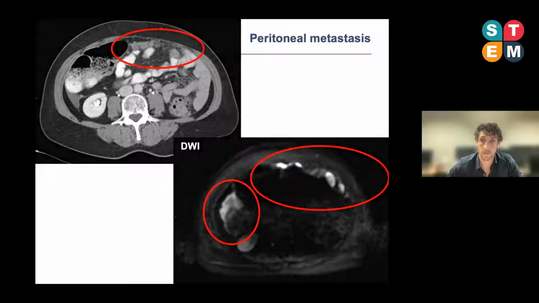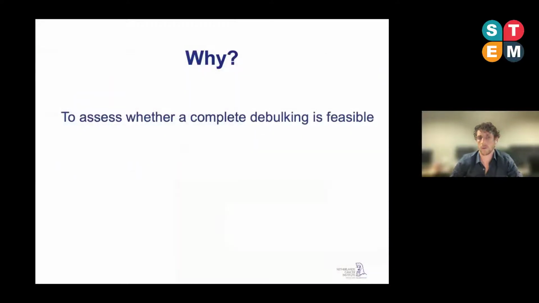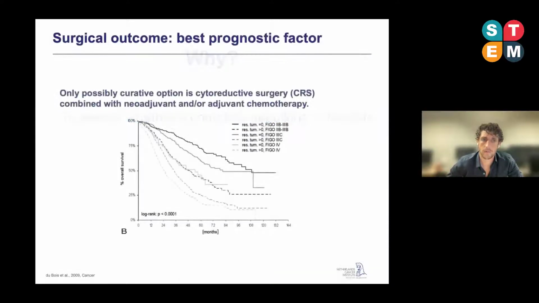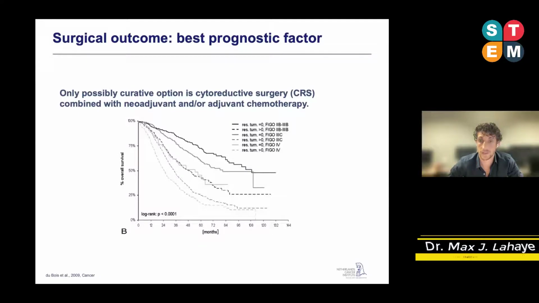So that's really interesting. But why do we want to predict whether a complete debulking is feasible? Well, if you look at the outcome of ovarian cancer patients, one of the most important prognostic factors is whether a complete cytoreductive surgery can be achieved. So not suboptimal, no, really a complete cytoreductive surgery is needed for an optimal survival for the patient.